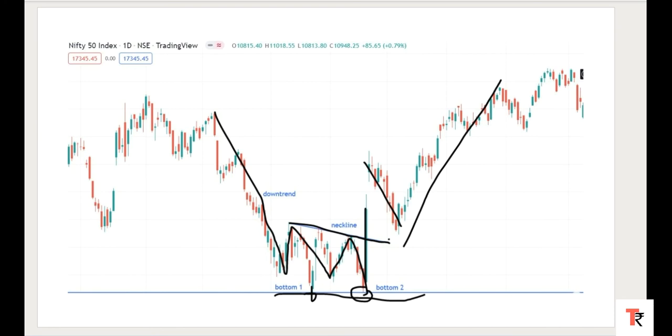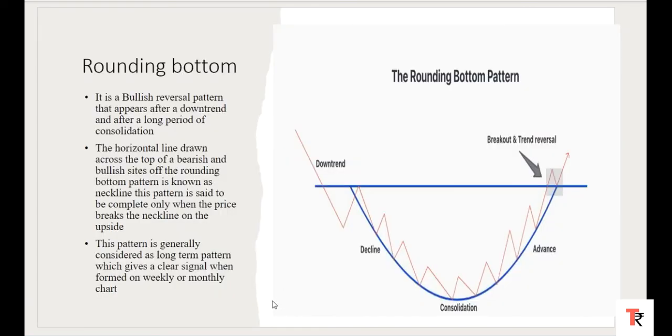Going forward, the next chart pattern is a rounding bottom. As the name suggests, this is again a bullish reversal pattern, and this is formed after a downtrend.